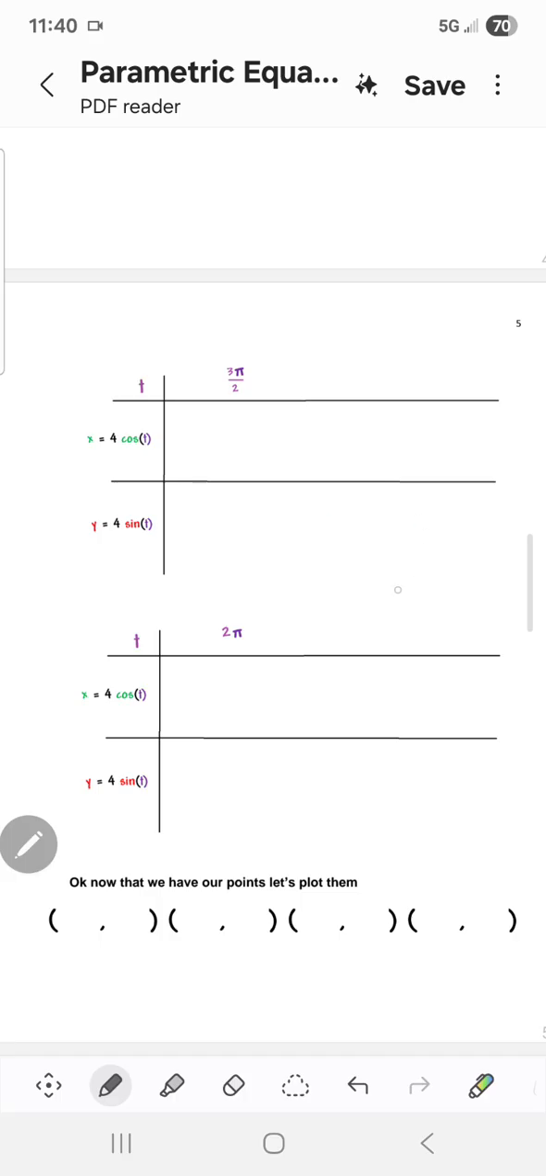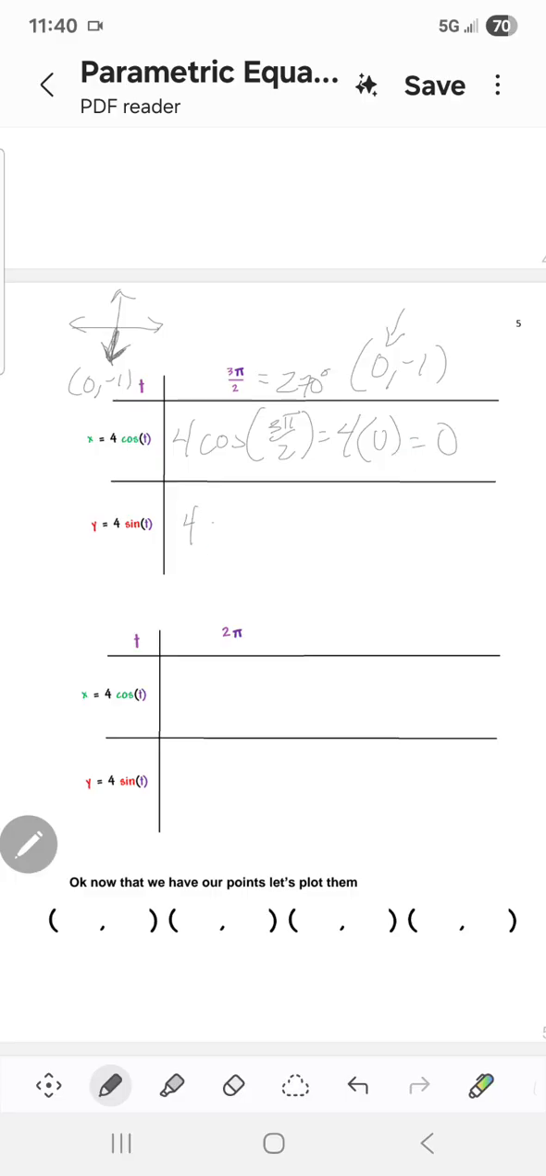Right, we've actually got 2 more after this because we've got to go all the way around. All right, 3 pi over 2, which is 270 degrees. Think about your ordered pair. This is where you are, okay? Your ordered pair here is 0, -1. So I've got 4 times the cosine of 3 pi over 2. Well, cosine's the x, so that gives me 0. Here I've got 4 sine of 3 pi over 2. That's 4 times the y, which is -1. So this actually gives me a -4. So my ordered pair here, x, y, is 0, -4.